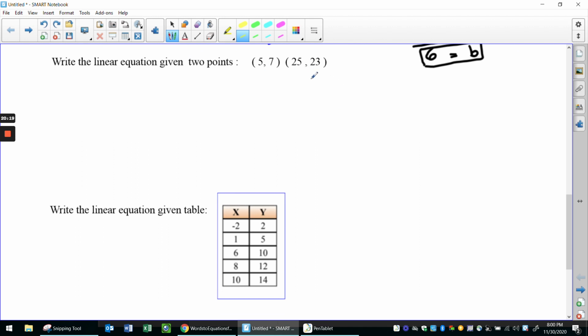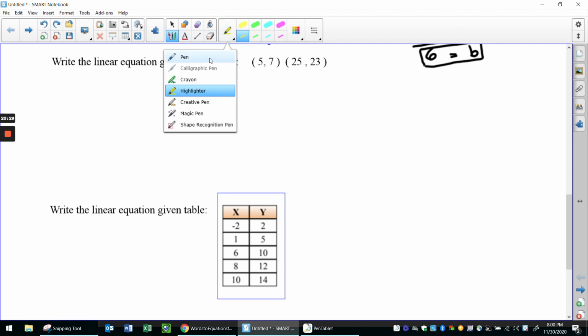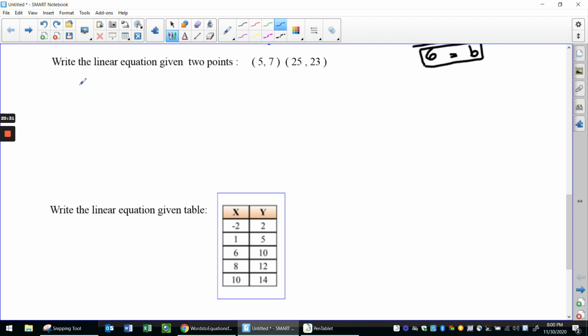First thing you want to do is pick one of the points and substitute it into y is equal to mx plus b to solve for b. So first solve for the slope. That's your first step. Then you're going to pick a point, and you're going to substitute that point for x and y into the equation. And you will be able to solve for the y-intercept in that case.